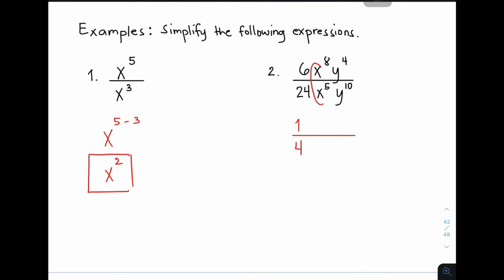We have here the variable x as their bases. Since they are the same, all you need to do is to copy the base, which is x, and then subtract the exponents. So you have 8 minus 5. Now for the variable y, you have here y raised to 4 minus 10. So to simplify this, all you need to do is to simplify the exponents.